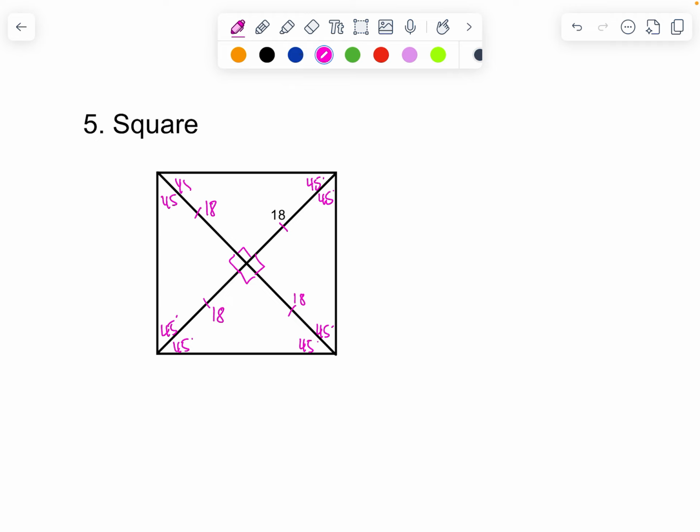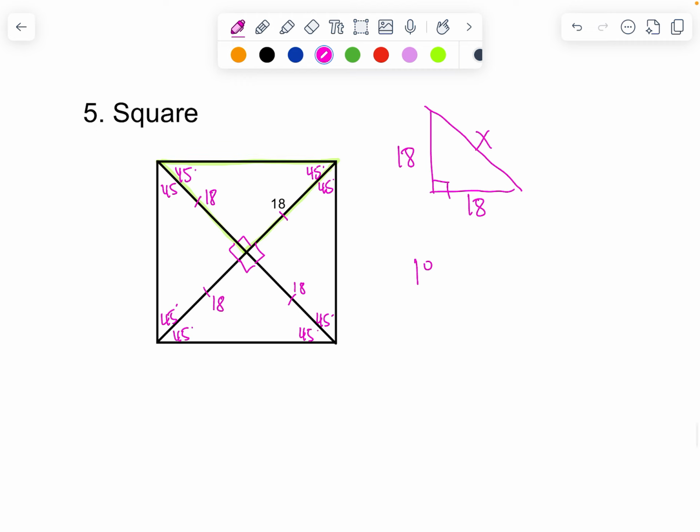The last thing that I can figure out is the sides. What I can use to figure out the sides is I can actually do 2 different equations. I'm going to stick with this one using this right triangle or any of the other 3 right triangles. So I have a right triangle right here. I know this is 18, I know this is 18, and I don't know the hypotenuse, so I'll call it x. And then I'll do 18 squared plus 18 squared is equal to x squared.